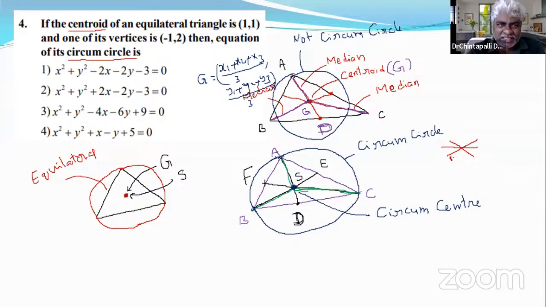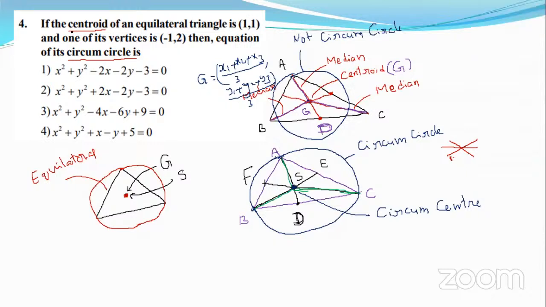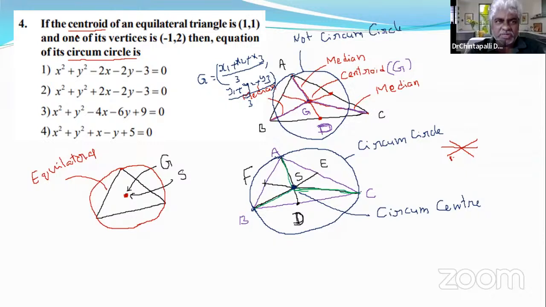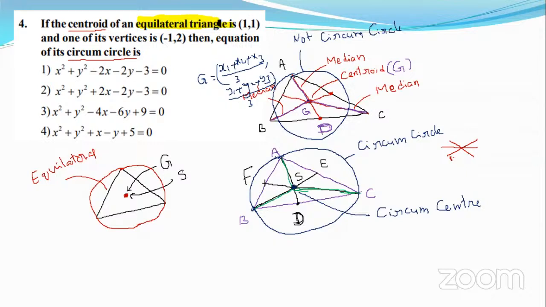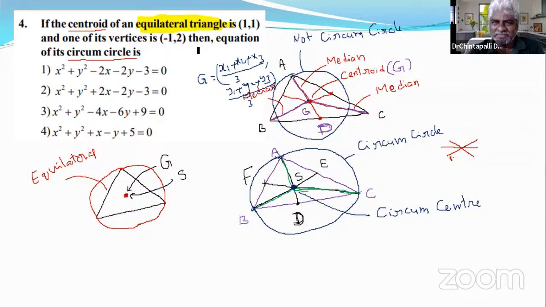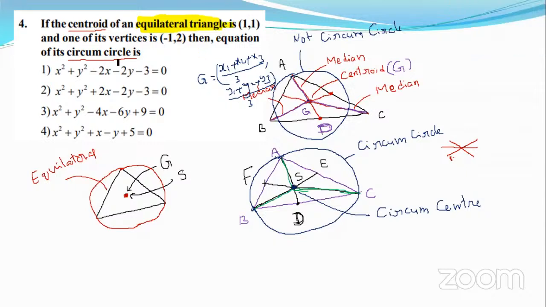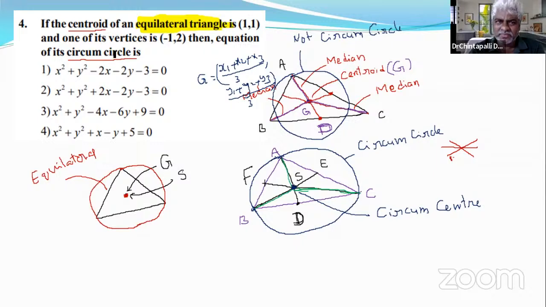But here, the centroid and circumcircle are both given in a single problem. But we know the centroid is not associated with the circumcircle. The bottom line of this problem is that the triangle is an equilateral triangle. Have you got the correct point? Which kind of triangle is this? Equilateral triangle. Now tell me, is the centroid associated with the circumcircle?